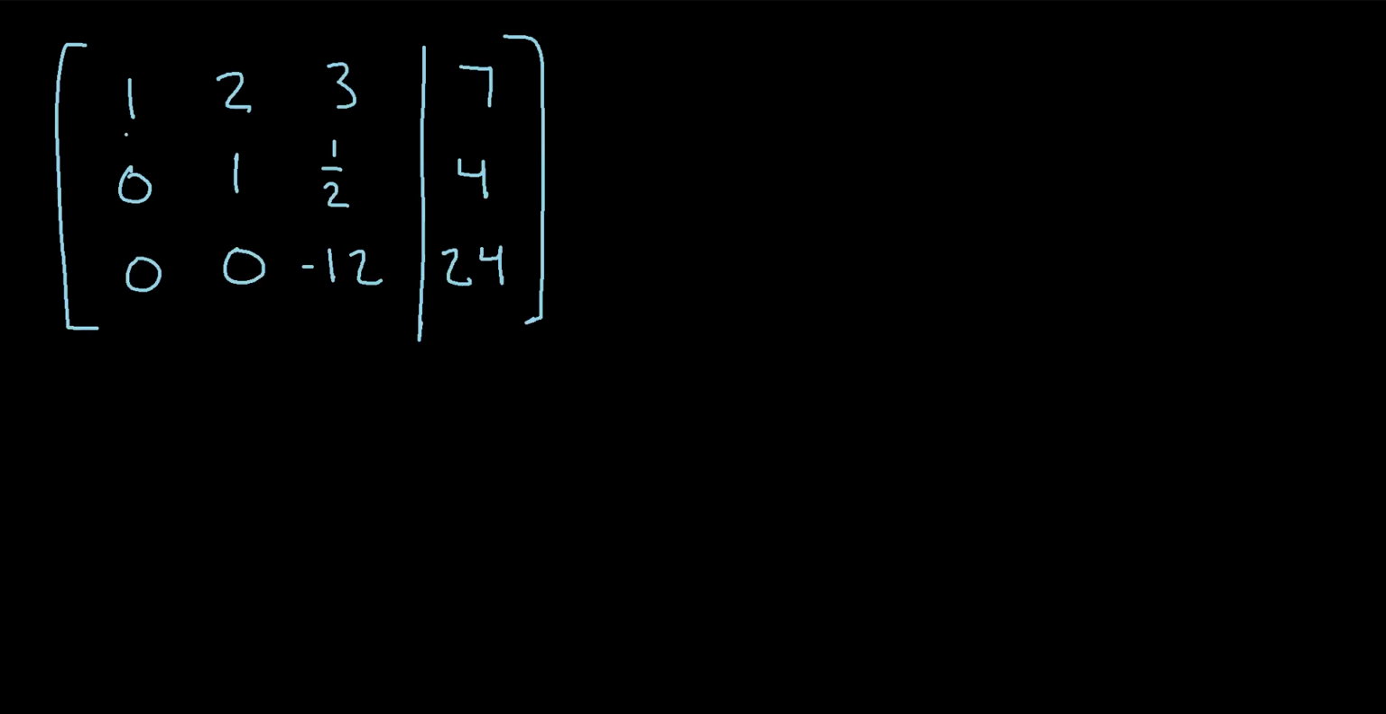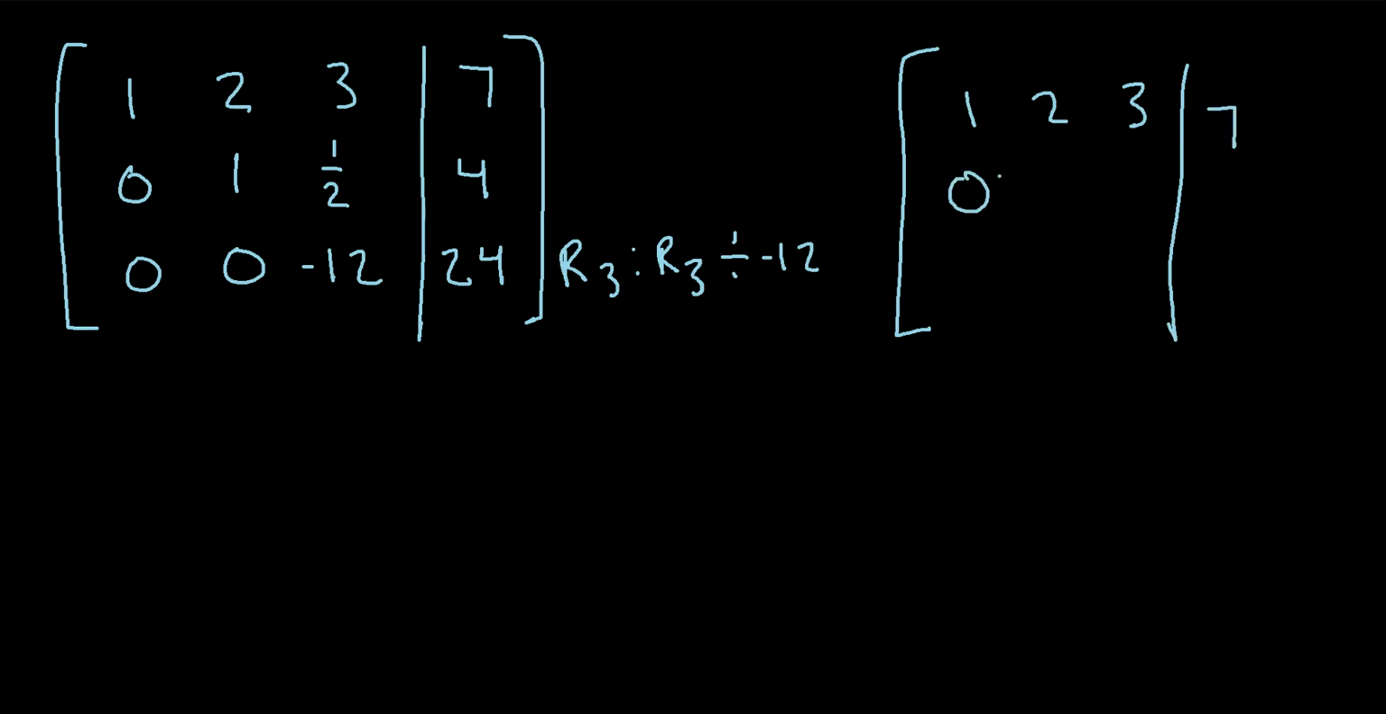All right, so notice that here's our pivot entry in row 1, here's our pivot entry in row 2, and here's our current pivot entry in row 3. We said that to be in a reduced row echelon form, all of the pivot entries need to be equal to 1. So how can we make this a 1? Well, we could just divide by negative 12. So let's say row 3 is going to become row 3 divided by negative 12. So here's what that looks like. The first row doesn't change. The second row doesn't change.